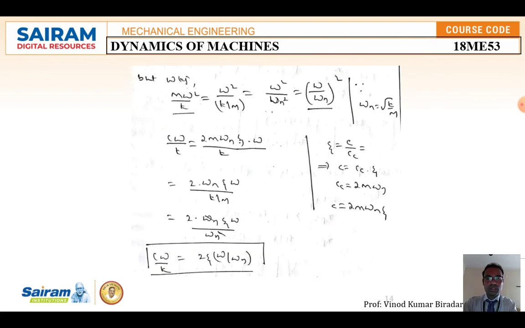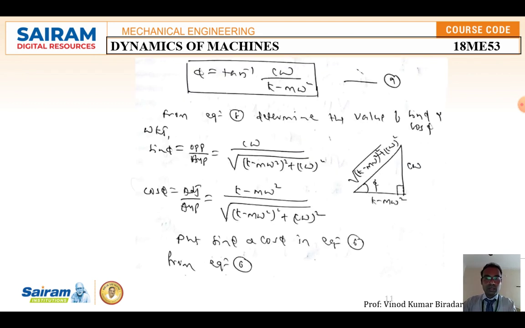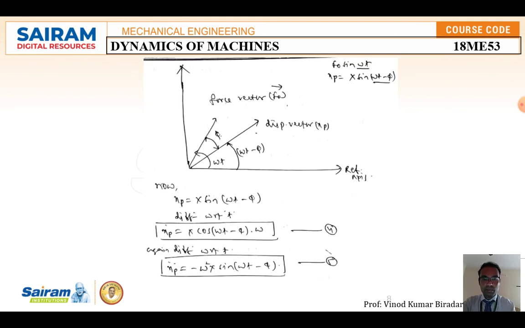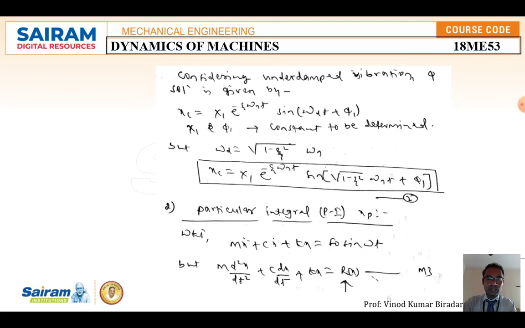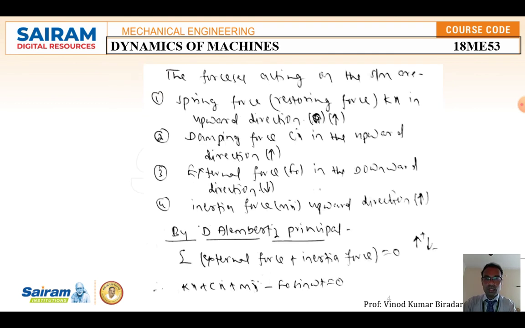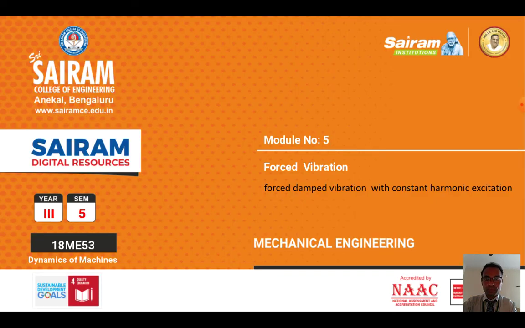This derivation is very, very important from the point of view of the examination. You have to remember the step by step procedure I explained. Please refer to the notes and practice it a number of times, as they may ask you a direct question. This derivation is called forced vibration with constant harmonic excitation force. I hope you understand this. Thank you.